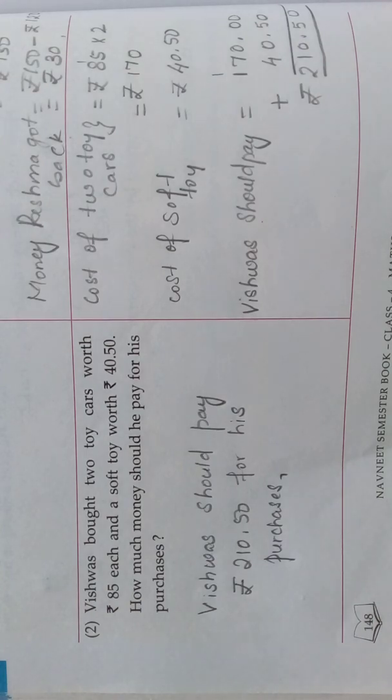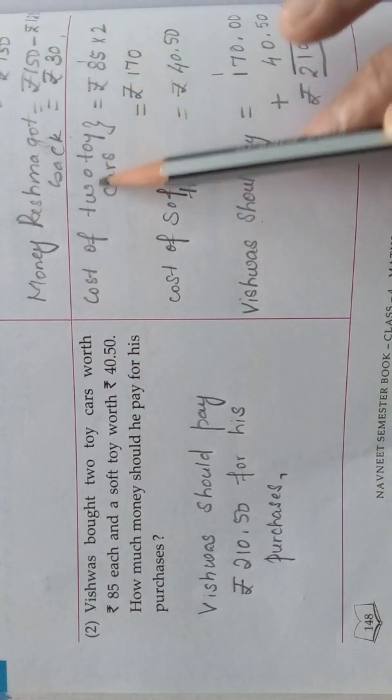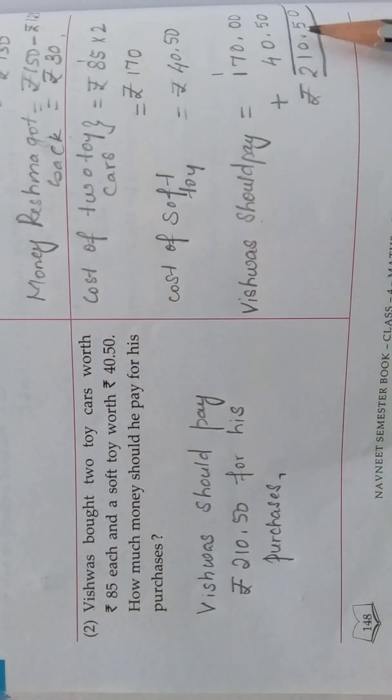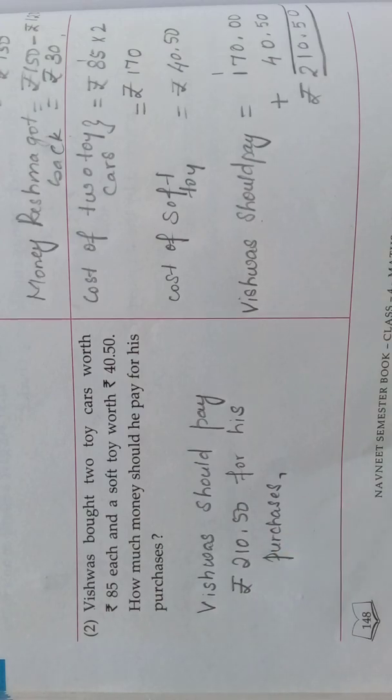Okay, understood. So, 2 toy cars cost this, one soft toy costs this. So, what is the total amount? This much amount you should pay. Okay, in this way you do the remaining sums. Okay.